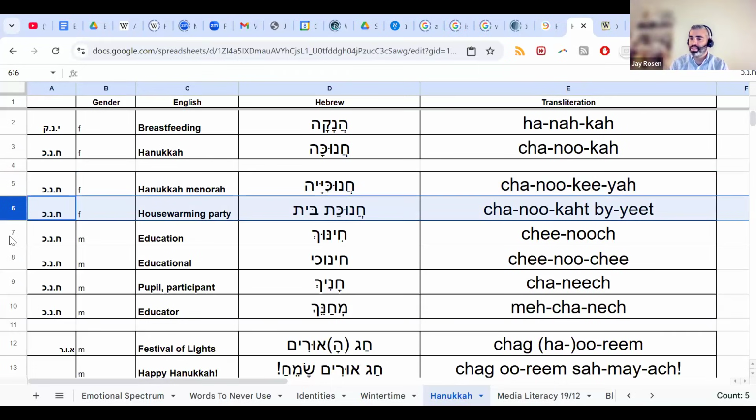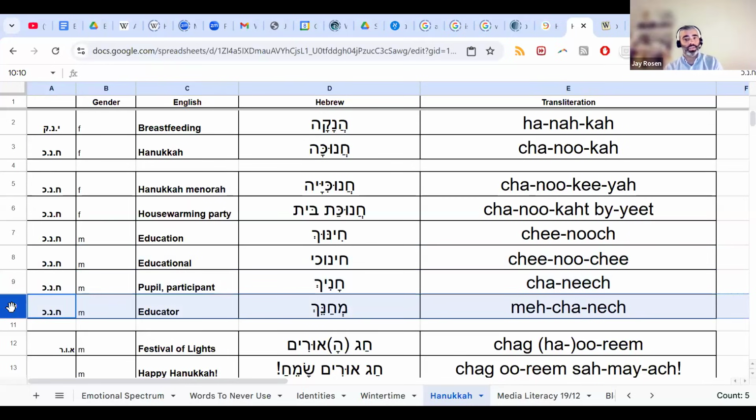But this root also gives us some interesting words. It gives us the word chinuch, an important Jewish value, education. If something is educational, it's chinuchi. You'll often find that many nouns can be turned into adjectives simply by putting the letter yud at the end. A chanich is someone who takes part in the educational system, the pupil or the participant, the person who is learning, and the person who's teaching them is the mechanech.